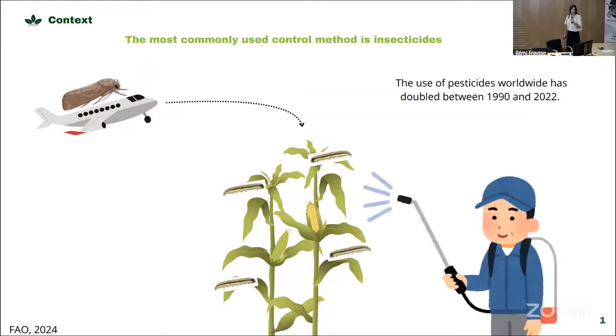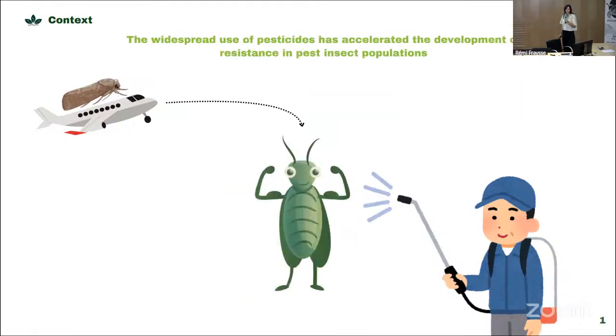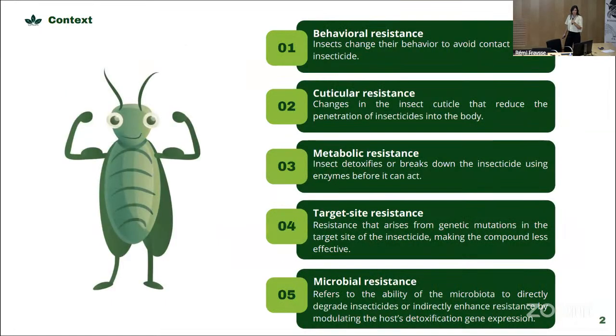According to FAO, the use of pesticide worldwide has doubled between 1990 and 2022. But the widespread use of insecticide has accelerated the development of resistance in pest insect populations. And insects have different mechanisms of resistance. It can be a behavioral resistance, cuticular, metabolic, or even on target site.